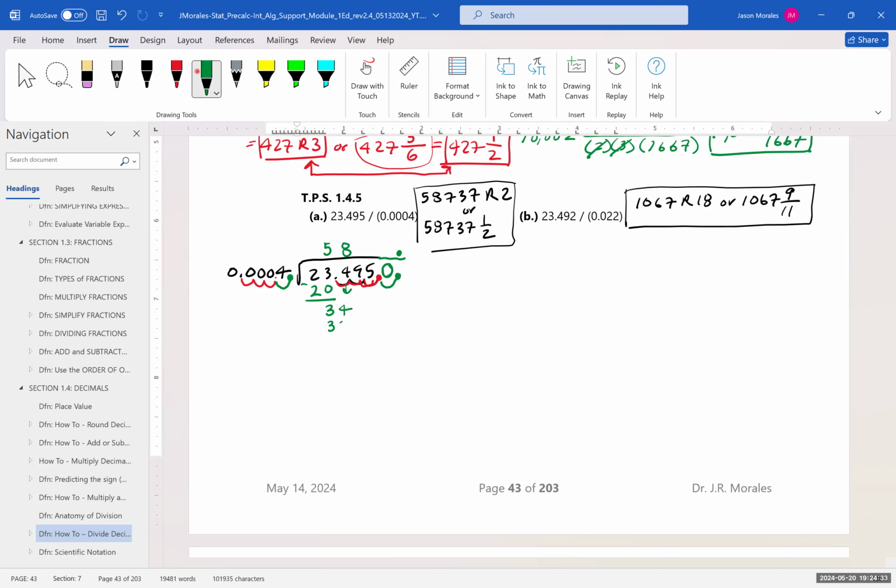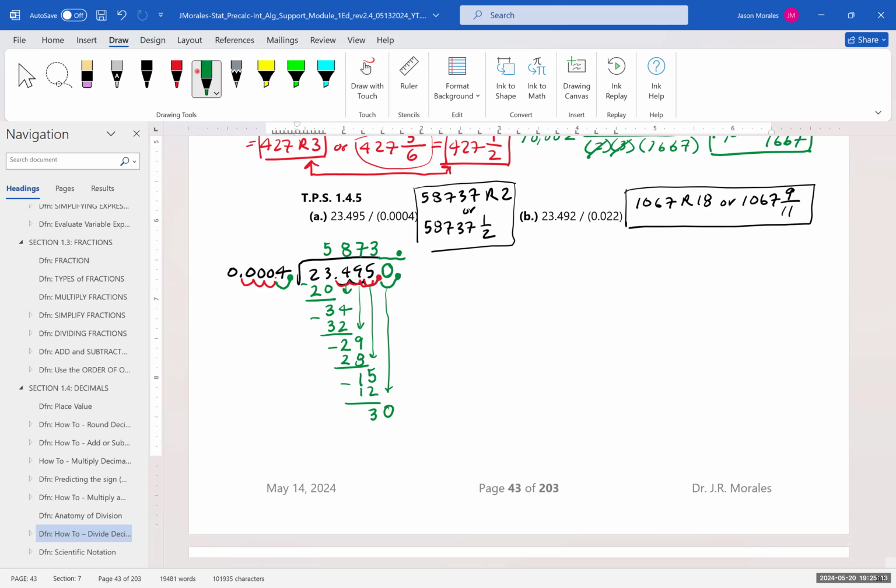4 will go into 34 8 times. 8 times 4 is 32. And the difference of 34 and 32 is 2. Drop down the 9. And 4 will go into 29 at most 7 times, because 7 times 4 is 28. And 29 minus 28 is 1. Drop down the 5. 4 will go into 15 at most 3 times. 3 times 4 is 12. And 15 minus 12 is 3. Drop down the 0. This is the last one we're going to drop down.